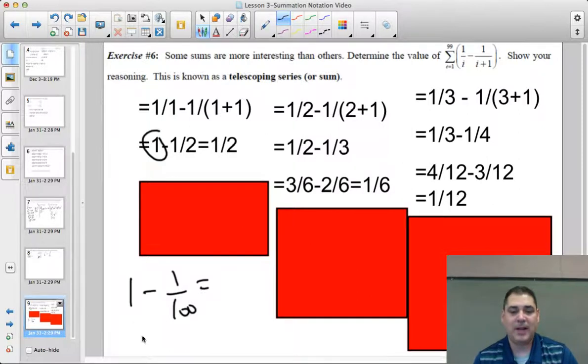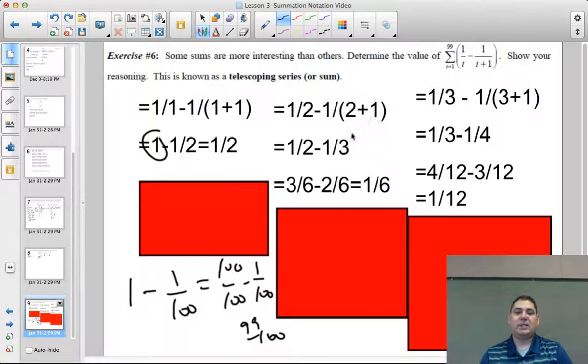Now, if you subtract that, 100 over 100 minus 1 over 100 is 99 over 100. All right, this is called the telescoping series. It's going to get close to 1. It's not going to get to 1. It's going to try to get as close as possible to 1. 99 over 100 is pretty close.